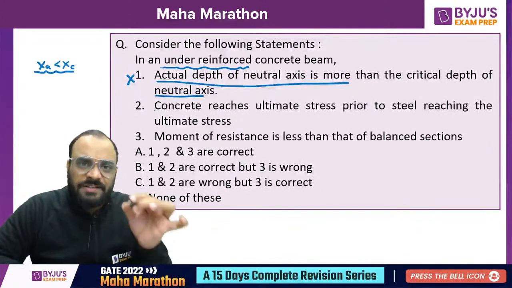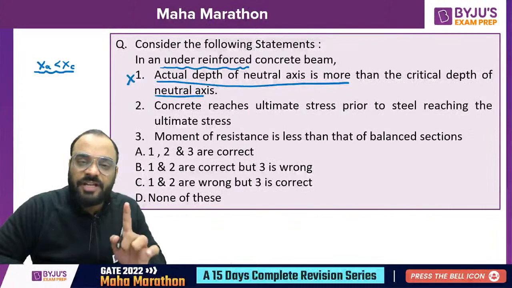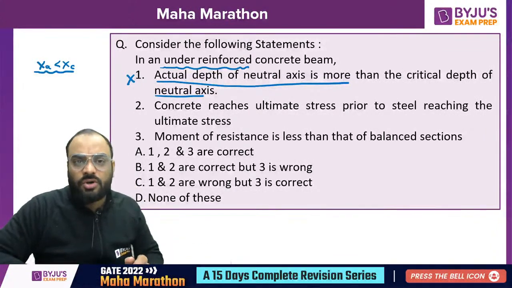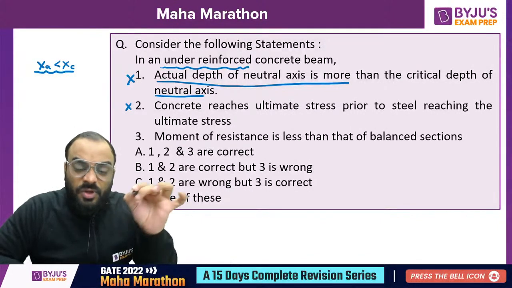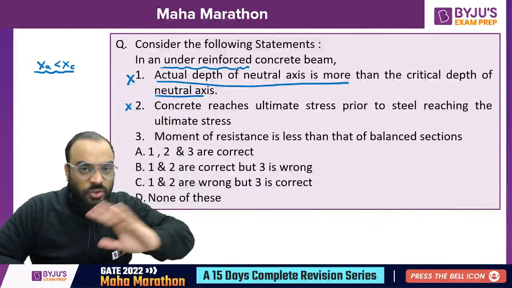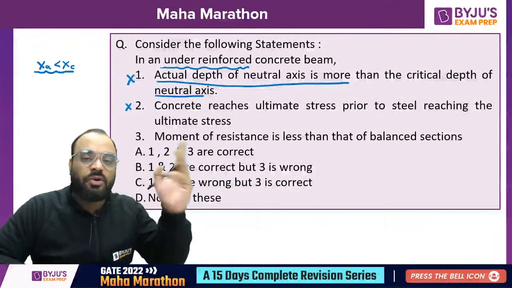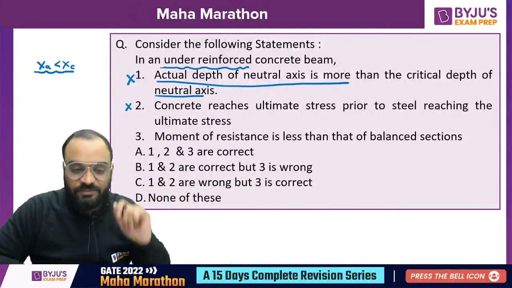Now, we know that, guys, in case of an under reinforced section, the tension failure will occur. And if tension failure occurs, it means steel will fail first, right? Not concrete. So that's why, guys, the second option is also wrong. Concrete reaches ultimate stress? No. The steel will reach ultimate stress prior to the concrete, right? In case of an under reinforced section. That's why the second statement is wrong.